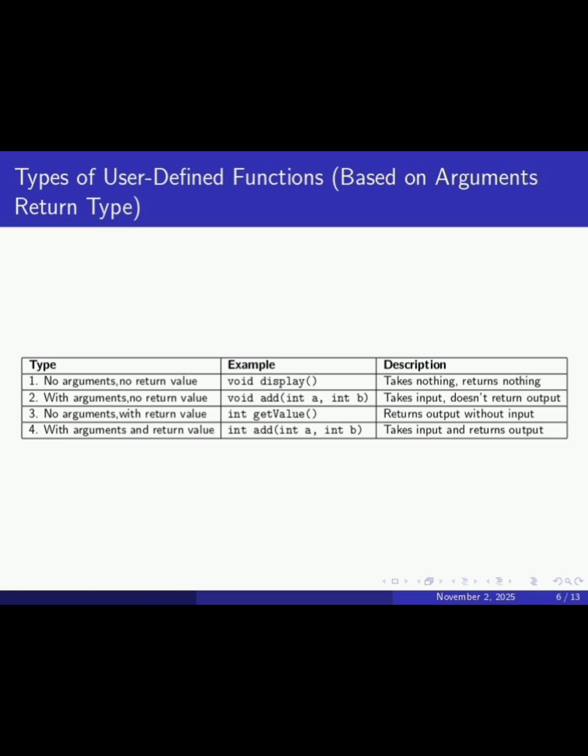In C, functions can be categorized into four main types based on whether they take arguments and whether they return a value. Let's discuss each type one by one. No arguments, no return value. In this type, the function does not take any input from the user and it also does not return any output. It just performs its task inside the function. For example, void display. This function might just print a message on the screen.